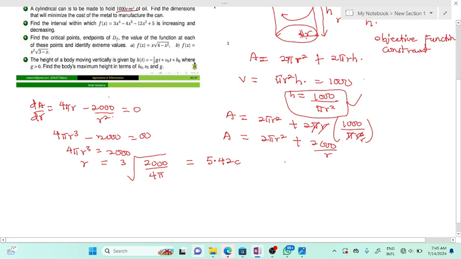We are moving to question 3. Question 3 says: find the interval within which this function is increasing and decreasing. So let's write our function down. f of x is equal to 3x to the power 4 minus 4x to the power 3 minus 12x squared plus 5.